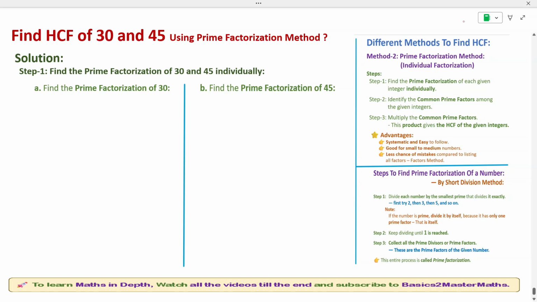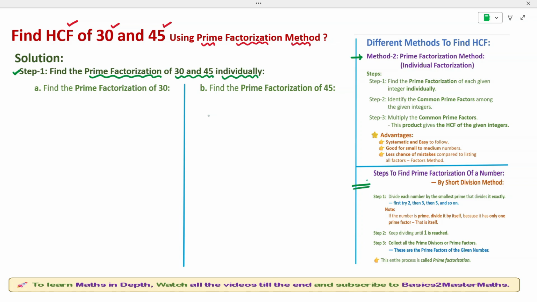Today we will see how to find HCF of 30 and 45 using prime factorization method. Let us apply the below steps to solve the problem. Step 1. Find the prime factorization of 30 and 45 individually.